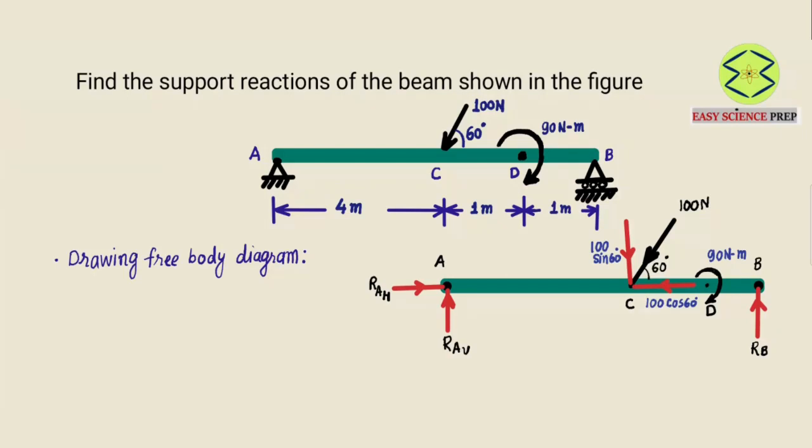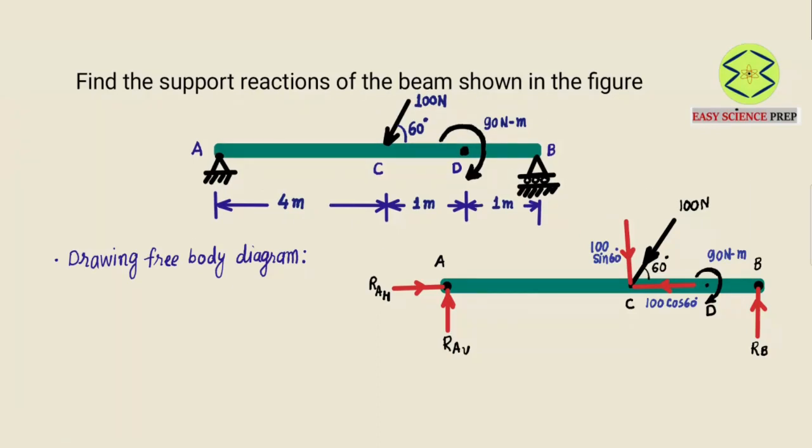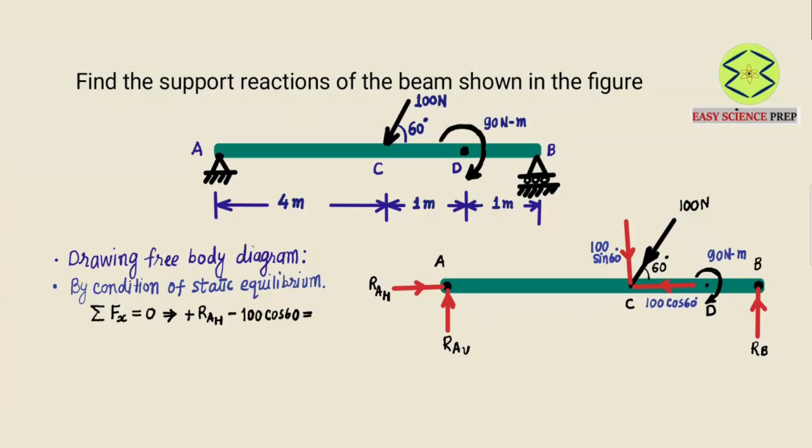Now since the beam is in equilibrium, we have to follow the conditions of static equilibrium. By the condition of static equilibrium of the beam, the summation of forces in the horizontal direction, which I can call the x direction, is 0. If you look here, in the horizontal direction we have force RAX, which is towards the right. Towards the right I am taking as positive, and we have force 100 cos 60 towards the left, which is negative, and that is equal to 0.